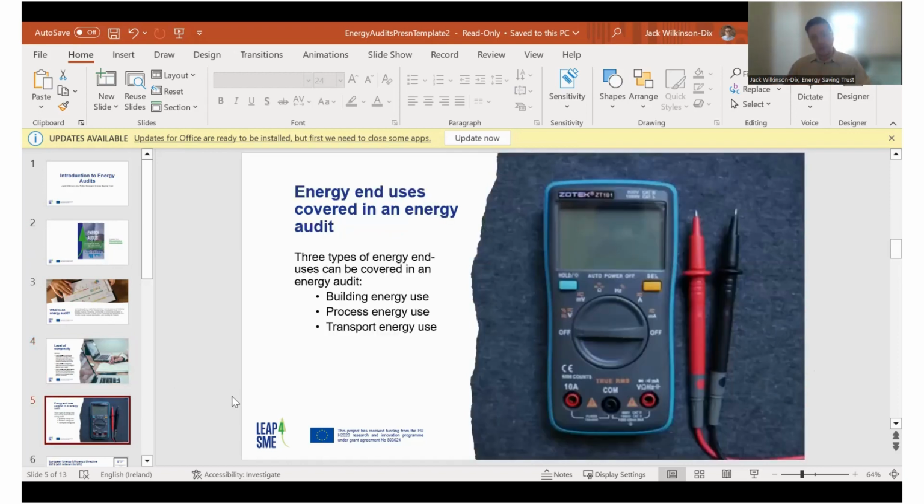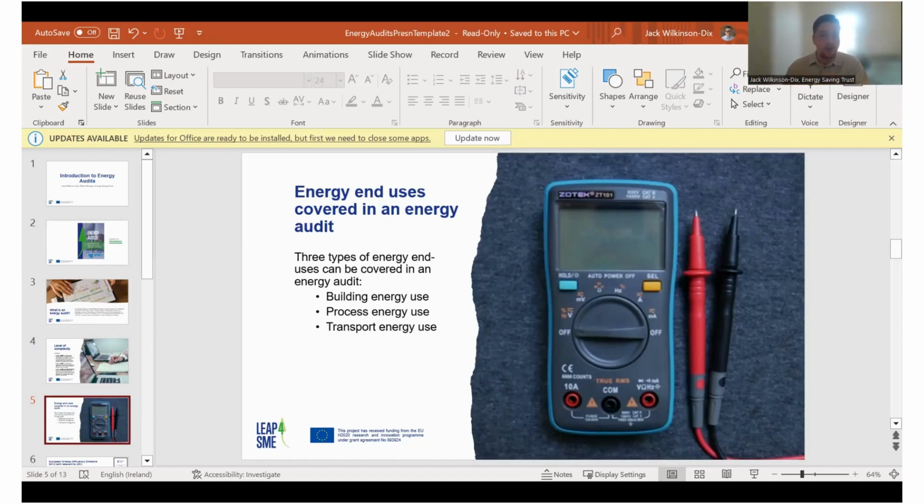Thinking about other ways that we can categorize audits or think about how audits function is to look at their end uses. So building energy use focuses on the use and operation of buildings requiring the provision of services such as heating, cooling, ventilation, lighting, hot water, and transportation systems within buildings, so escalators and lifts. In addition, energy is used by appliances within the building.